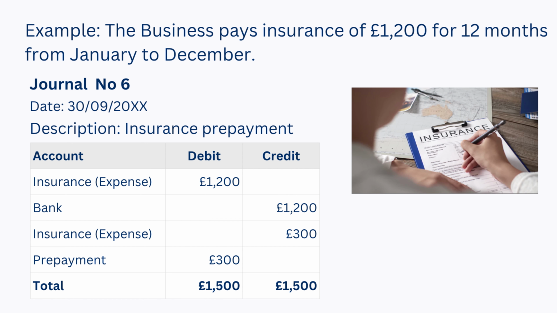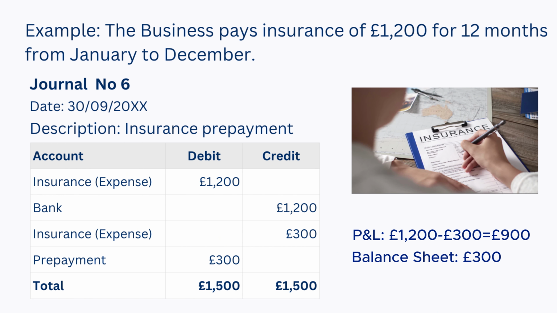In accounting, we only record expenses that relate to the current period. This is called the matching principle. So we need to remove the £300 from this year's expense and carry it forward to the next period. To do this, we record a journal. Debit prepayments £300 and credit insurance expense £300. This reduces the expense in the current period and recognises an asset for the future. We paid for 12 months, but only used 9 months, so we carry forward the remaining 3 months.